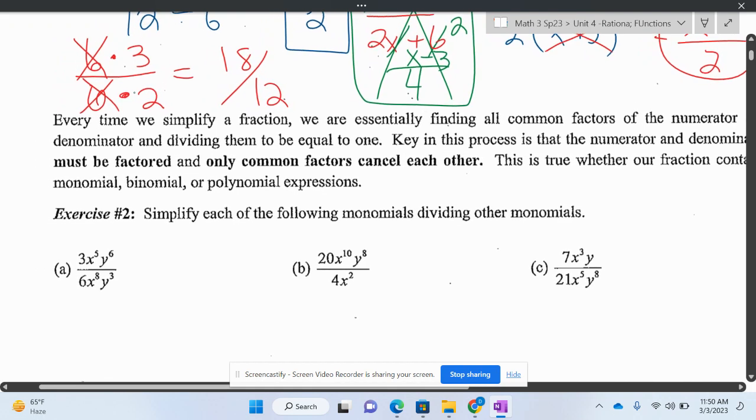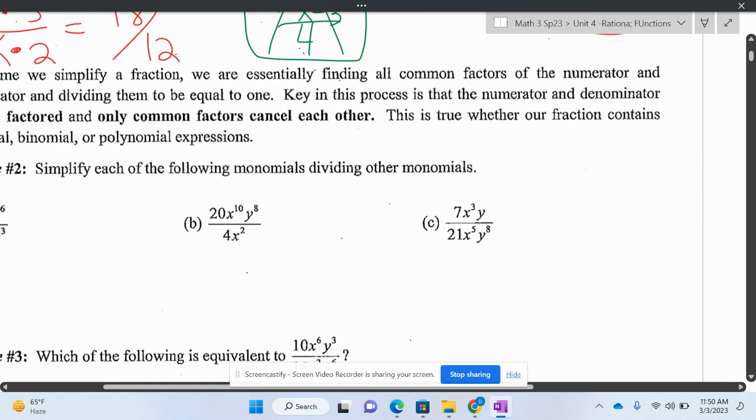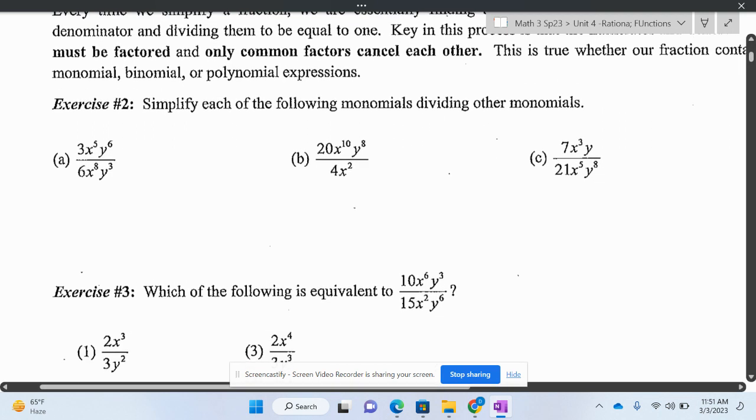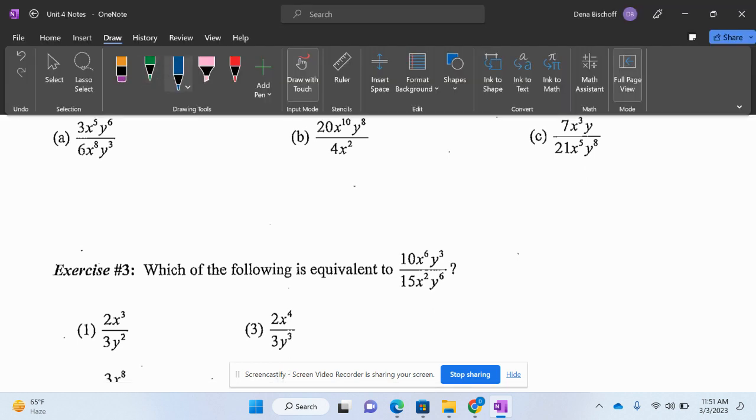So every time we simplify a fraction, we're essentially finding all of the common factors. I want to remind you that you did this in Math 1 when you learned about exponent rules. So I'm going to do this first one really basic. And if it's too much for you, I apologize. I'm going to do my best to write neatly without having a really good stylus.